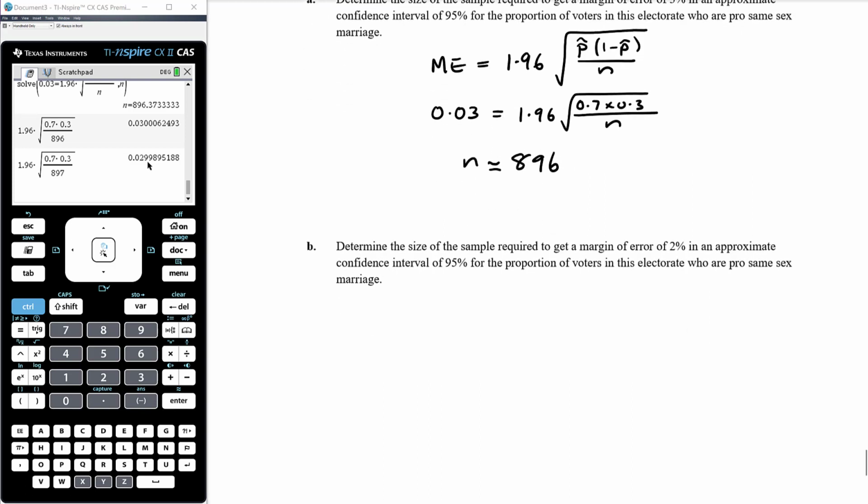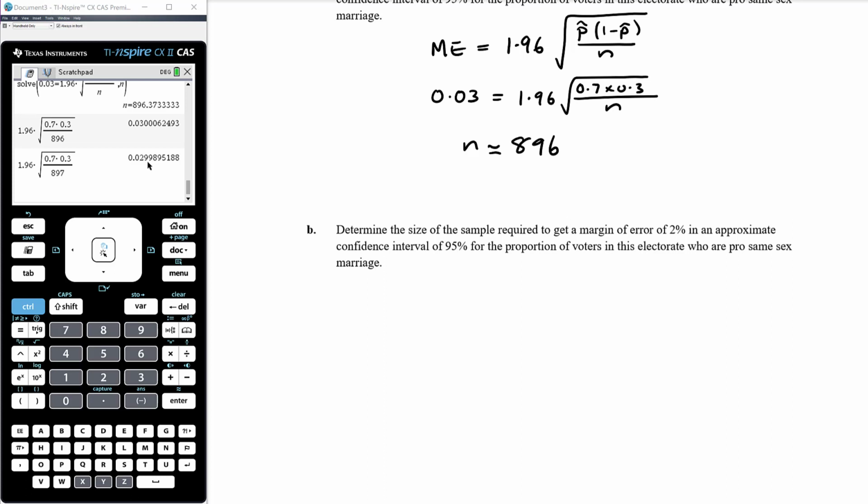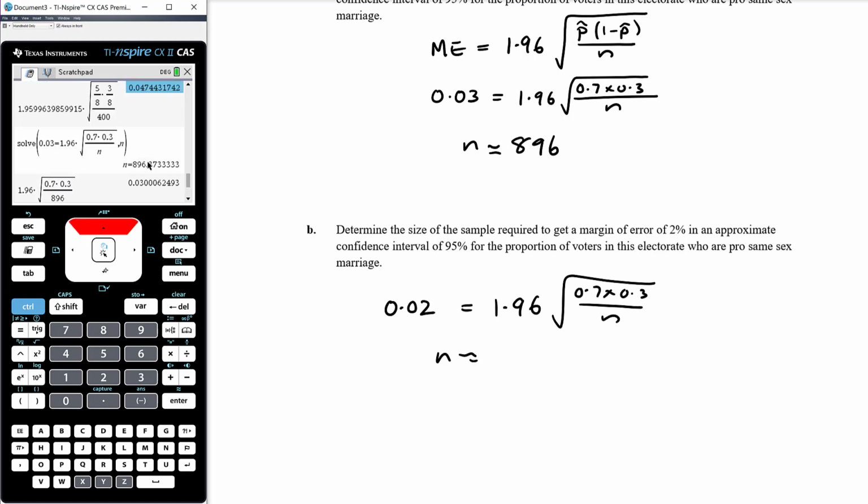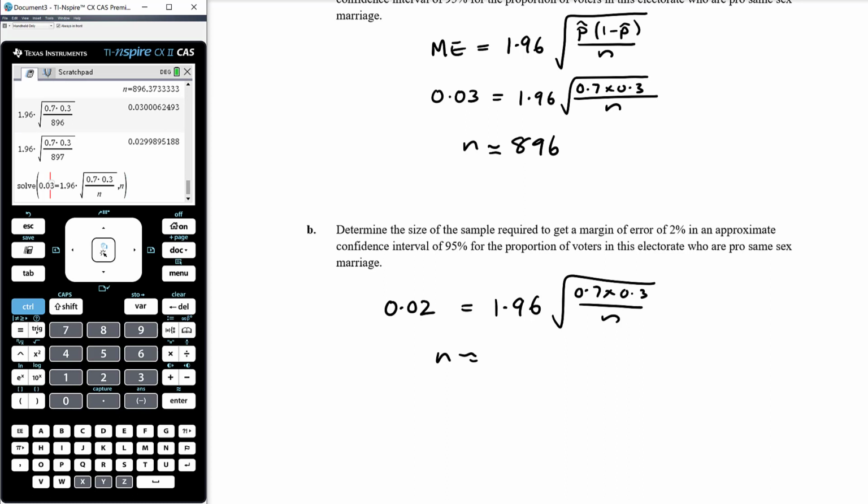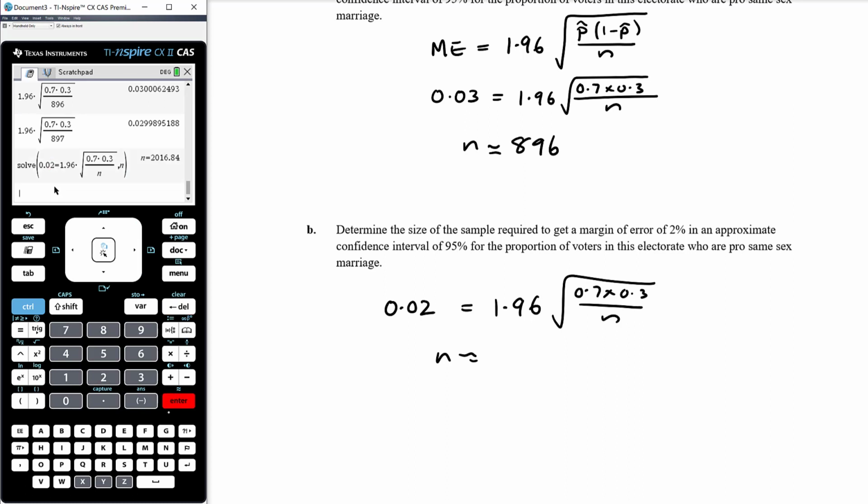Determine the size of the sample required to get a margin of error of 2%. Okay, so if we actually wanted a smaller margin of error this time, only 2%, let's do the same calculation up here, but change the 0.03 to 0.02. We're going to need a much bigger sample if we want that smaller margin of error, and that makes sense.